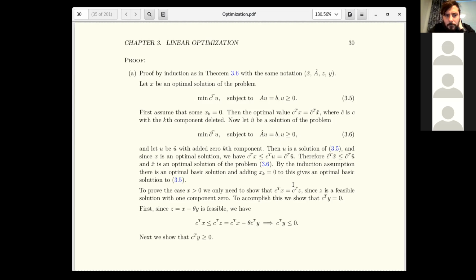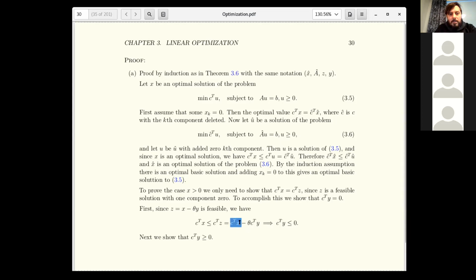So firstly, if we have this z, which is x minus theta y, and it's feasible, then, because x is optimal, C transpose Z must be greater than or equal to C transpose X. X was optimal, so obviously this is a feasible point, so it cannot be better than X because X is the minimum.